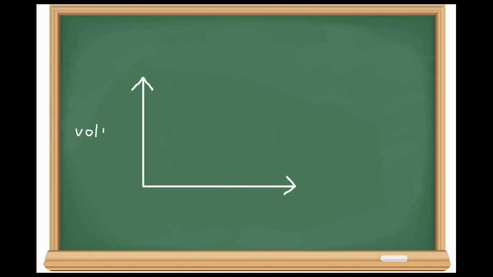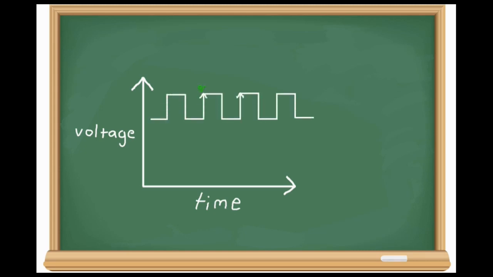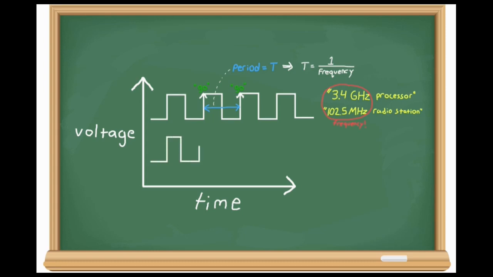So now we can go a little bit further in depth with this voltage waveform and figure out how to characterize it. The most important characteristic is the timing, so to help quantify that we can define the amount of time between two consecutive positive edges as the period, represented by a capital T. The period is the inverse of the frequency, so if you've ever heard of a 3.4 GHz processor, or maybe a 102.5 MHz radio station, those numbers are both referring to frequencies, so you can use the above equation to translate between the frequency and the period.